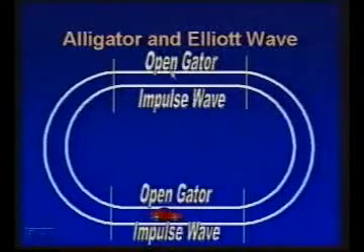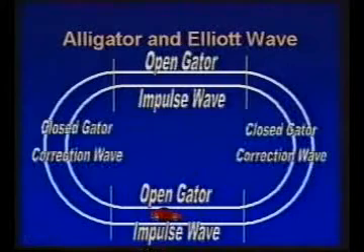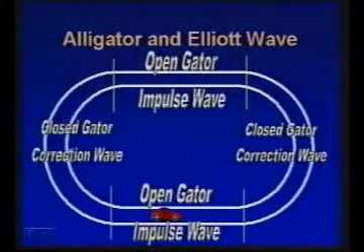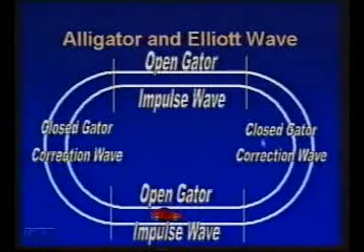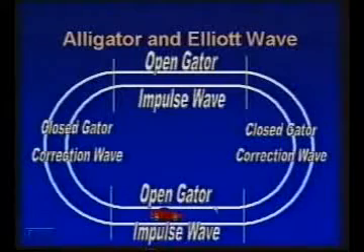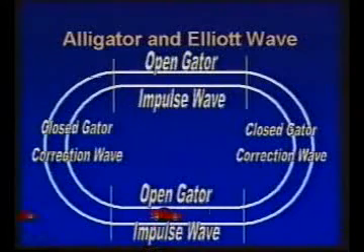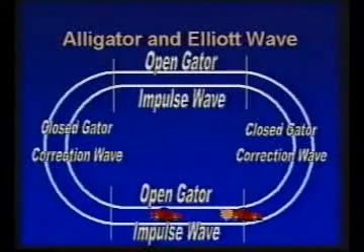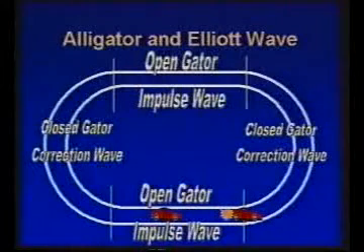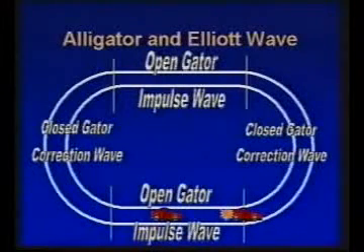So in the top straightaway and the bottom straightaway, we have both an open gator, and it's also, from an Elliott standpoint, an impulse wave. On the ends of the racetrack, we have the closed gator, where the price bars are intertwining with the alligator's mouth on both sides. And again, if you trade at 200 miles an hour, you're going to have a crash here. If you trade at 140 miles an hour on the straightaway, you're going to be left behind.